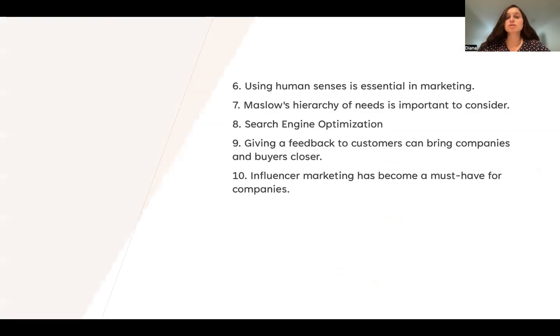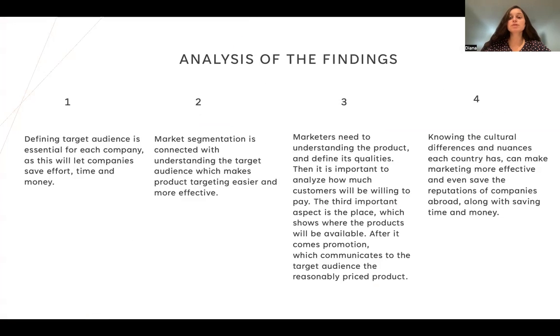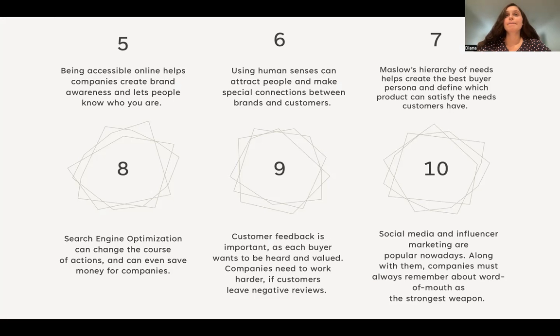Next point will be about Maslow's hierarchy of needs. It is important because when marketers know this hierarchy of needs, they also understand how to communicate the products, and they can define the buyer persona much easier. They can know how to satisfy the needs of customers. For example, if we're speaking about food, we'll communicate it in a different way, but if we're speaking about something much higher, let's say about getting some knowledge, this will be communicated in a different way.